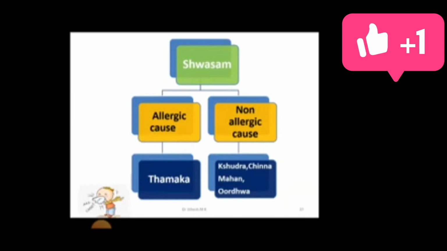There are other non-allergic causes, especially due to some brain damage or other organ damage, even kidney failure, etc., which may lead to Swasa Roga. Such conditions are Kshudra, Chinna, Maha Swasa, and Urdhva Swasa. All the other four can be classified under the non-allergic form of Swasa. How that is, we will see now.